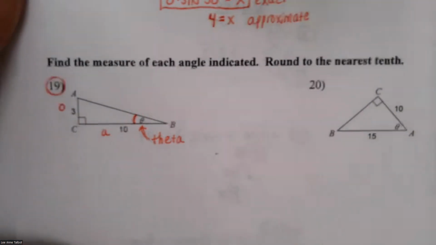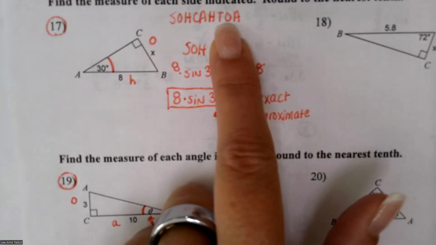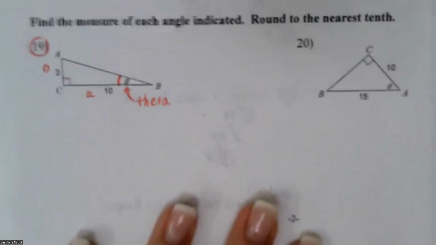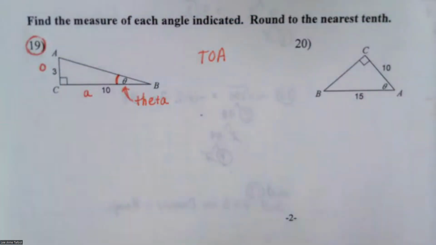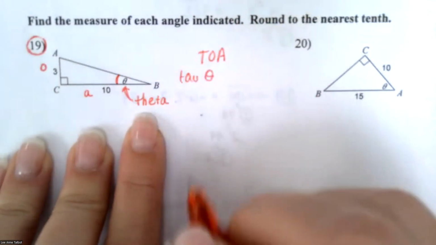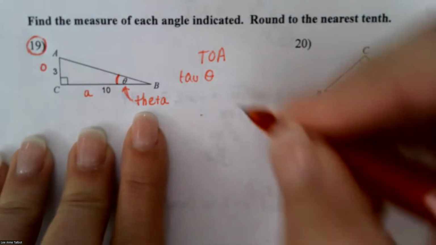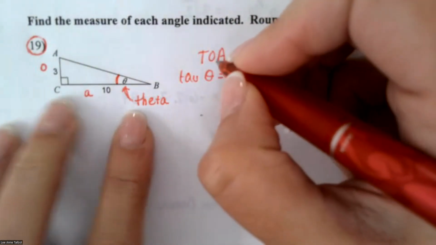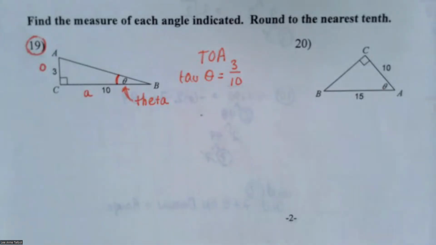And then I just scroll back up here real quick. Opposite and adjacent is TOA. So you're going to say TOA: tan of theta. This time you don't know what the angle is, so the variable goes there, equals opposite over adjacent. Okay.